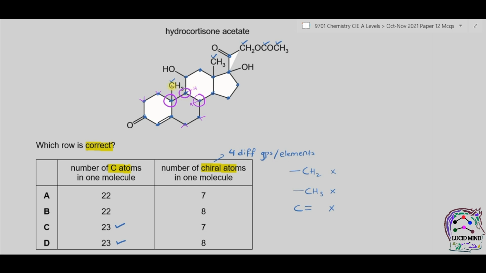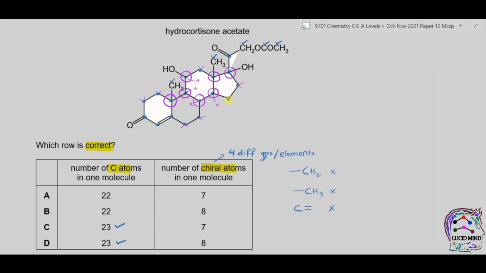CH3 carbon is not chiral as it is attached to 3 hydrogen atoms. Then again we can see that this carbon is also chiral as we have one hydrogen atom also attached. This is CH2. This carbon is also chiral as it is attached to one hydrogen atom and 3 other groups. This one is also chiral. This is chiral.